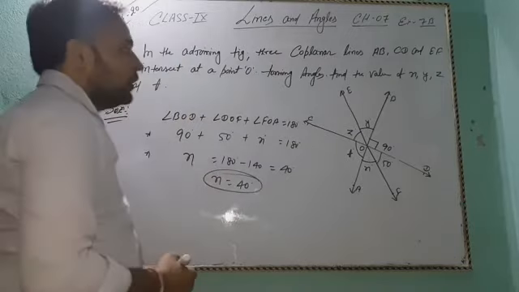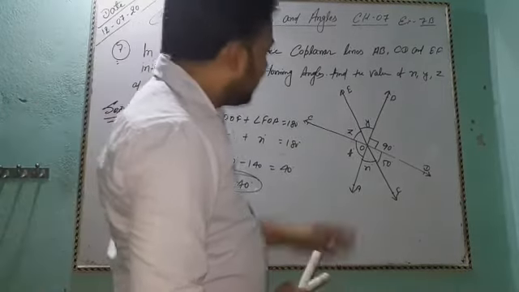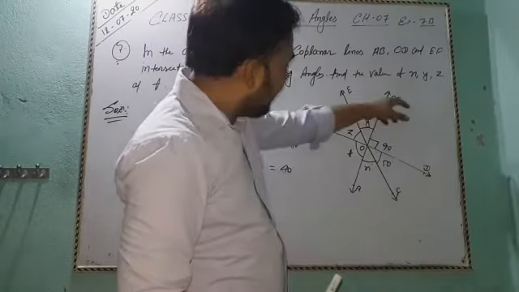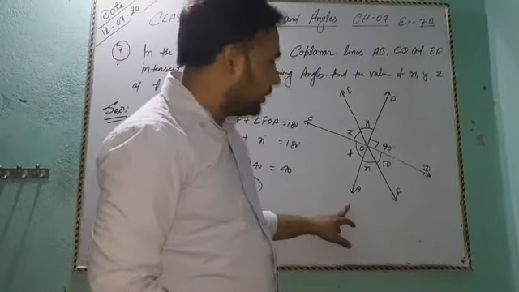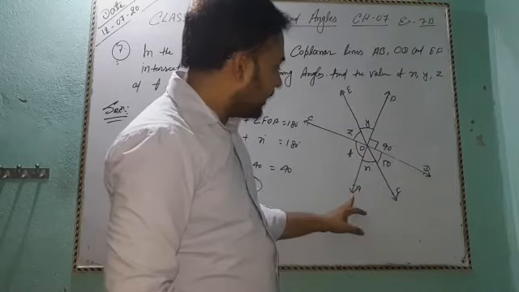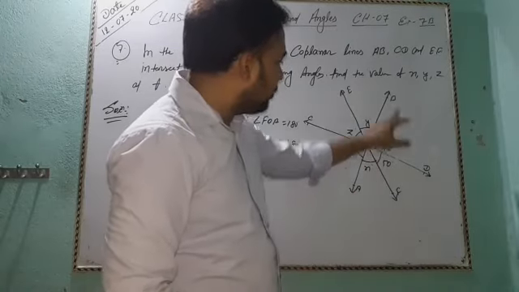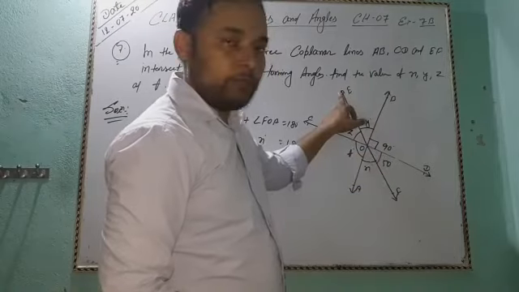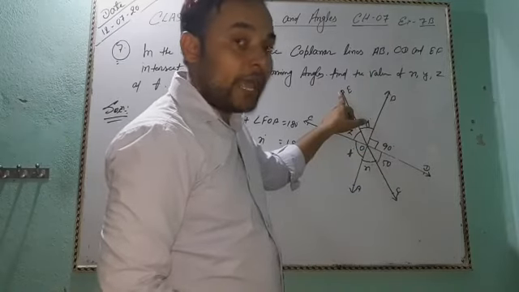Next, students, lines EF and BA are two straight lines that intersect at the point O. So angle AOF equals angle BOE by the vertical opposite angles.